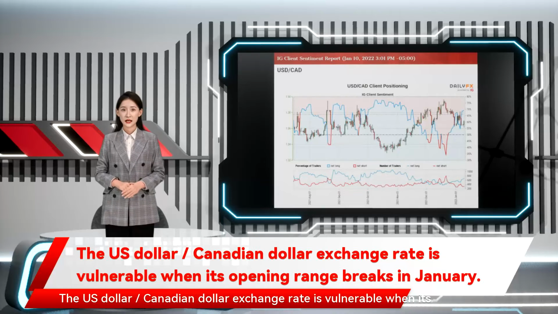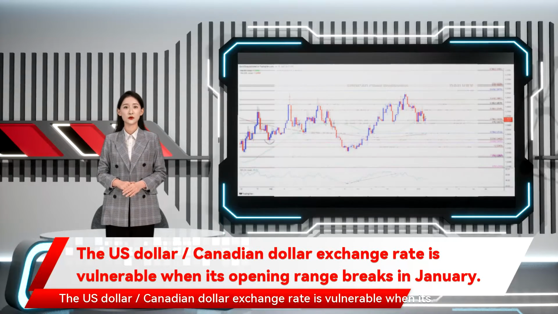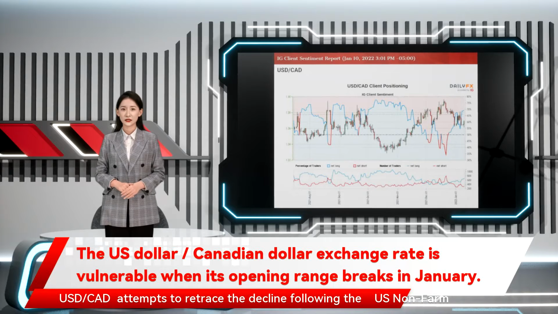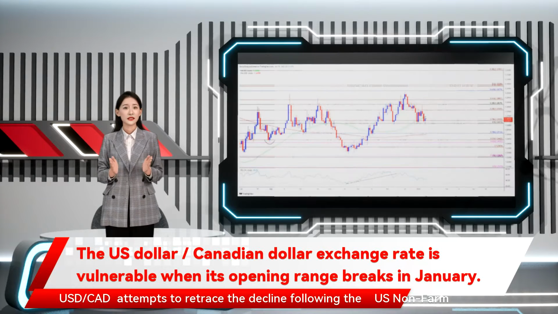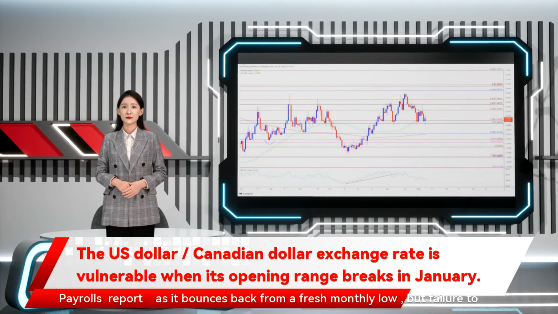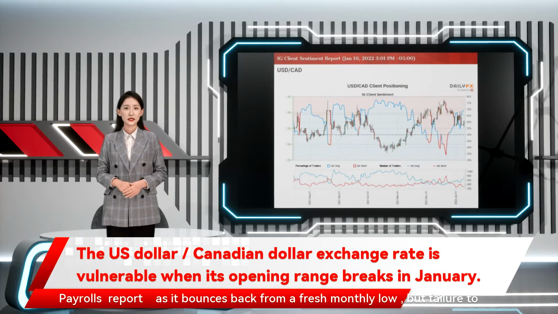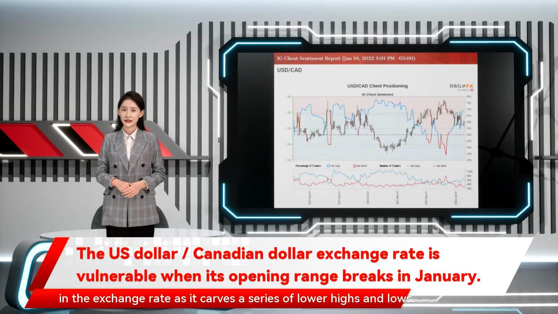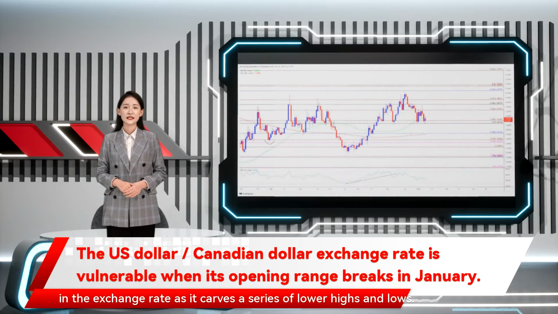The US dollar/Canadian dollar exchange rate is vulnerable when its opening range breaks in January. US dollar to Canadian dollar attempts to retrace the decline following the US non-farm payrolls report as it bounces back from a fresh monthly low, but failure to defend the opening range for January raises the scope for a further decline in the exchange rate, as it carves a series of lower highs and lows.